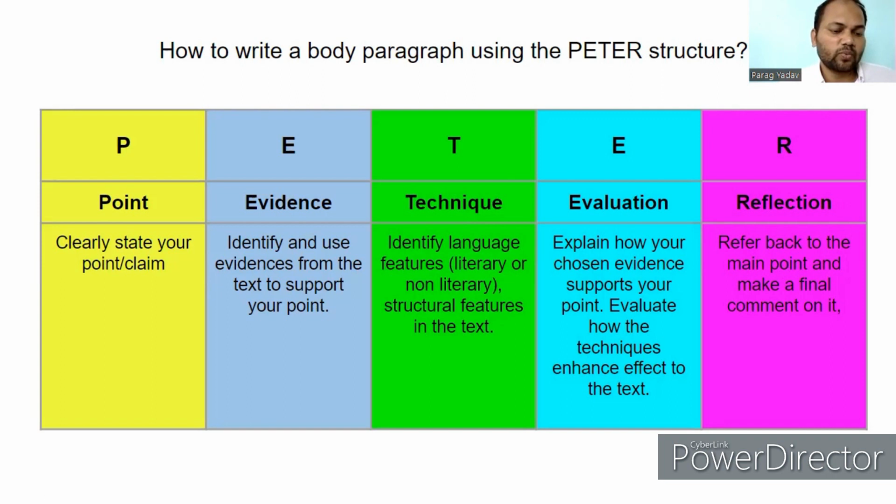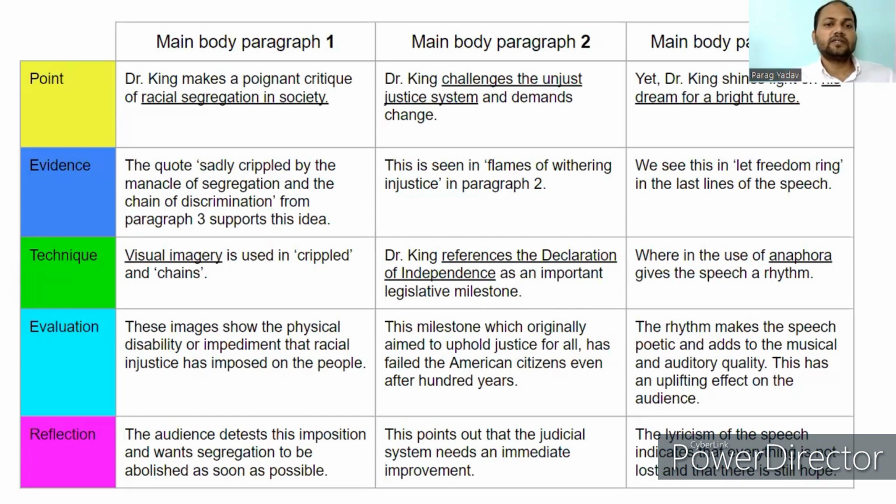What you should be doing is, once you write the point, you find the evidence based on the point. Then the technique builds on the evidence. The evaluation builds on the first three preceding points. And finally, the reflection builds on the four preceding points. Consider this entire table as the overall structure, while the vertical columns are three paragraphs, each paragraph following the PETER structure as we see here. These individual paragraphs are based on the 3 points that we have already discussed in the introduction.